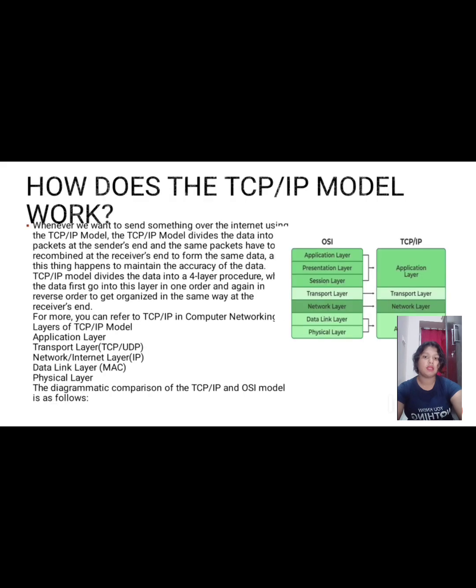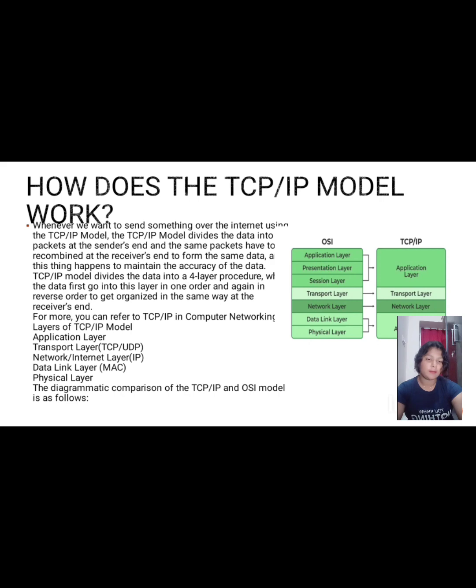How does the TCP/IP model work? Whenever we want to send something over the internet using the TCP/IP model, it divides the data into packets at the sender's end, and the same packets are recombined at the receiver's end to form the same data. This happens to maintain the accuracy of the data. We can see the difference here between the OSI model and the TCP/IP model.